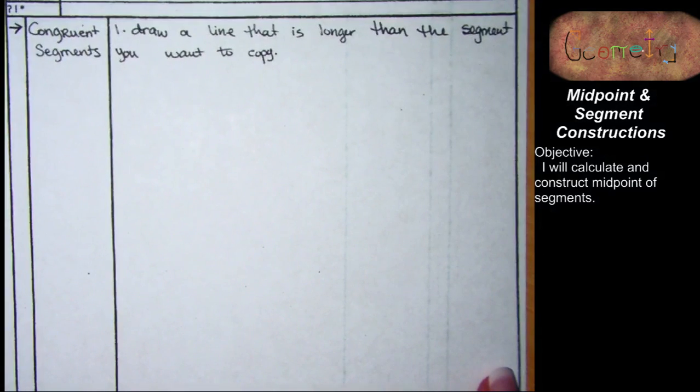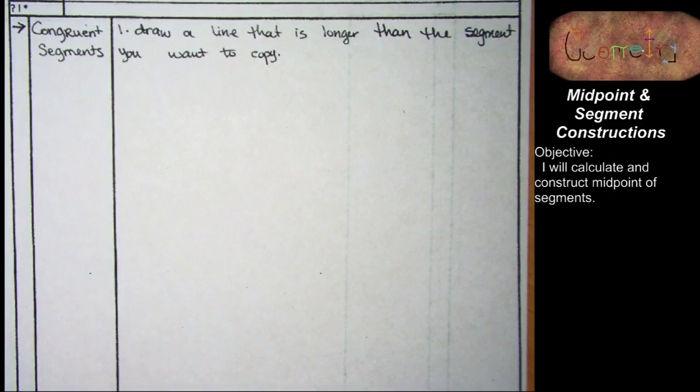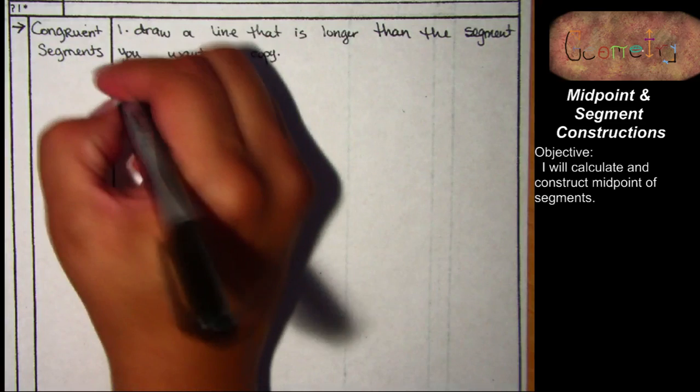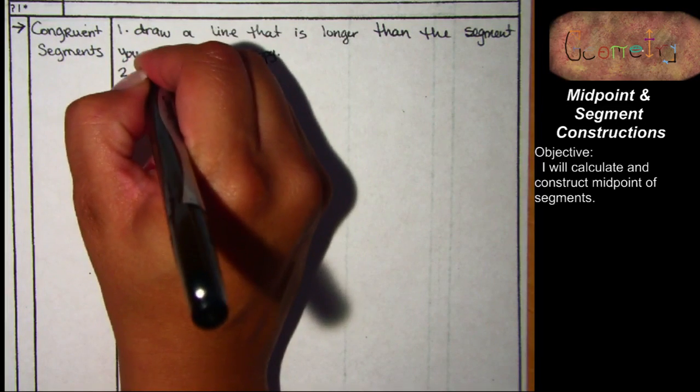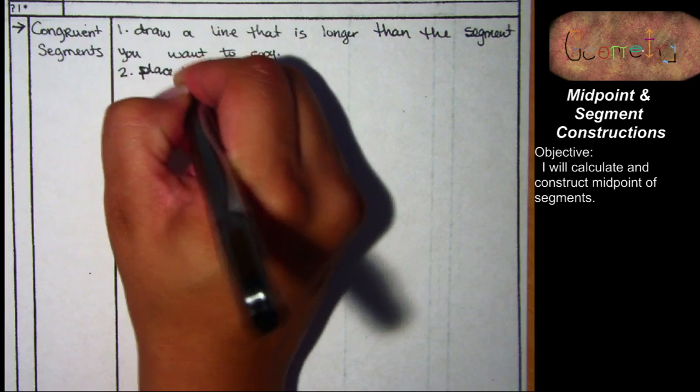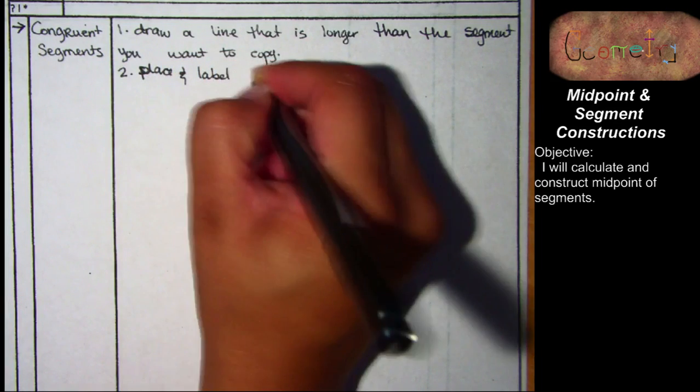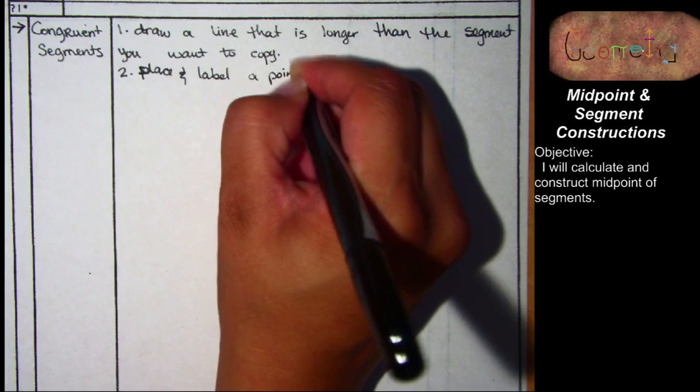Because congruent segments have the same size and the same shape, when you construct a segment congruent to another, you've made a copy of it. It's not going to be the same segment. It's not going to be the same location. It's like a photocopy. Okay? Once you've drawn this line that you think is going to be bigger than the one you're trying to copy, you're going to place and label a point on that line.